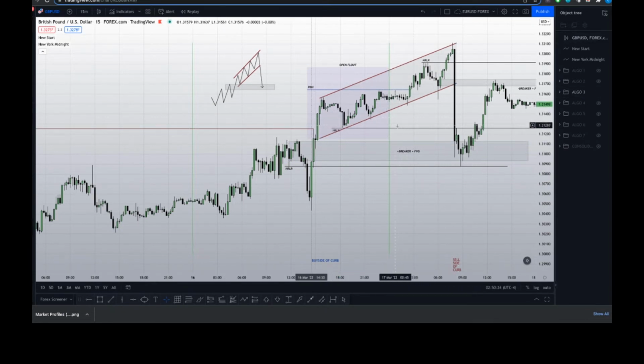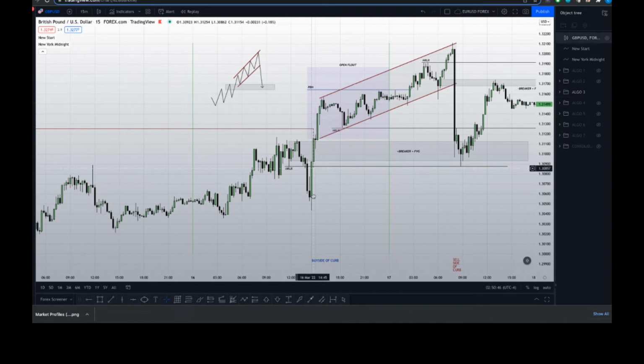So I just like to wait for the actual displacement to happen, like this. I put the breaker in here, assuming it's going to be a breaker. It's definitely got a fair value gap in it. I let it actually come up to this point, and I wait for time of day. This is London's high. It ran previous day high. It ran the open float.